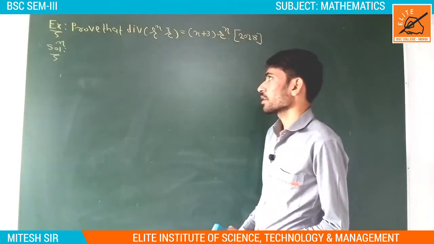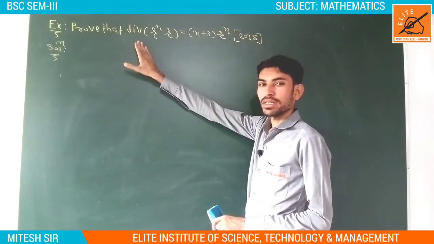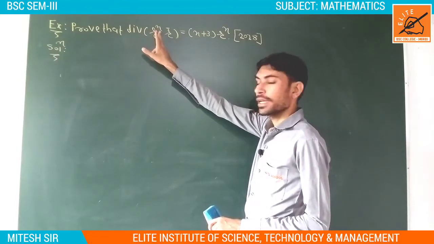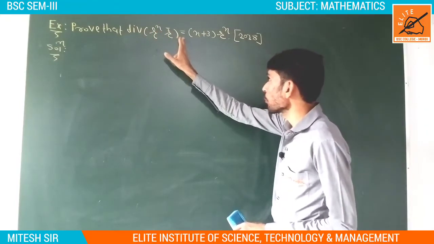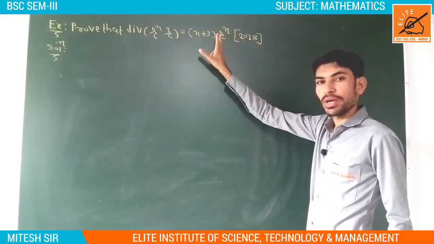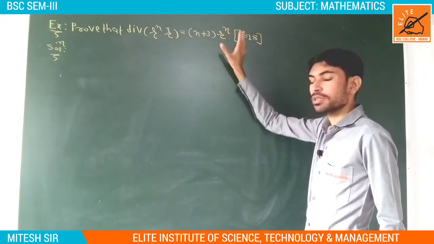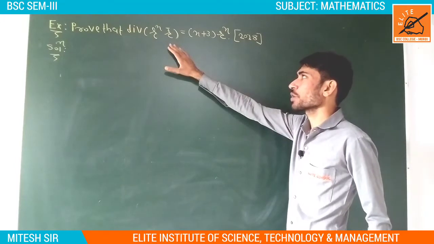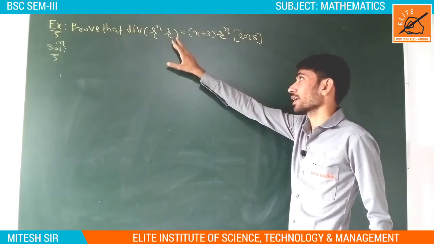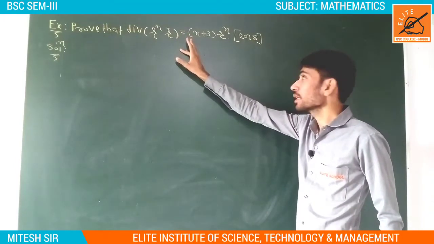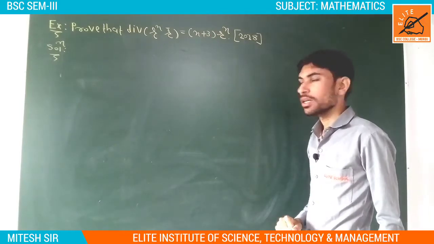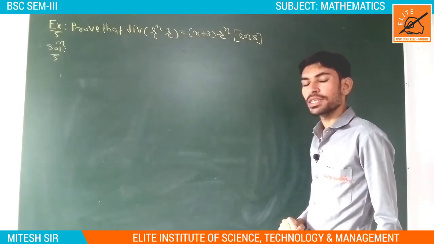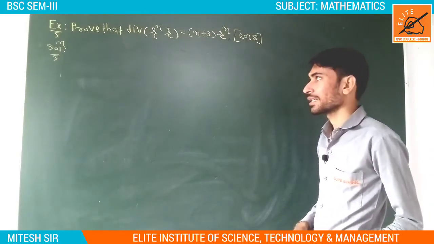Now our next question is: prove that the divergence of r raised to n into r bar is equal to (n plus 3) r raised to n. This question was asked in the 2018 paper. So here we prove that the divergence of r raised to n into vector r bar is equal to (n plus 3) into r raised to n. We start our proof with the LHS and obtain the RHS.